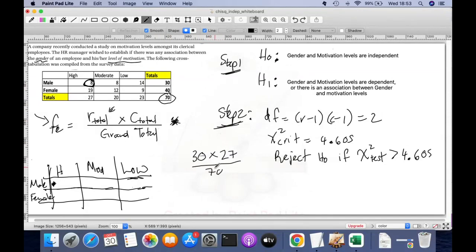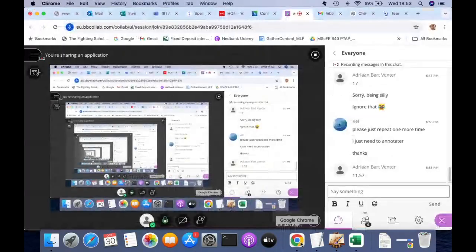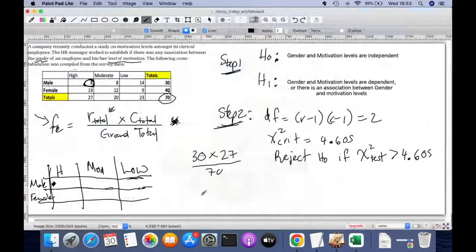That divided by 70. Yes, that is right. Thank you, Adrian. So I complete the first value. It'll be 11.57. Very good.